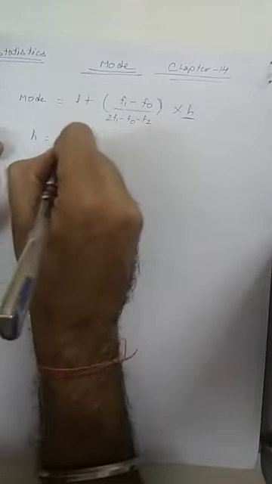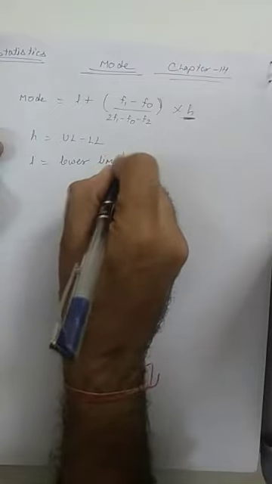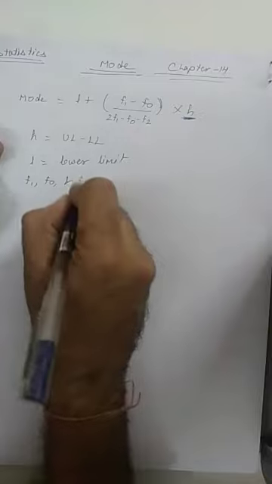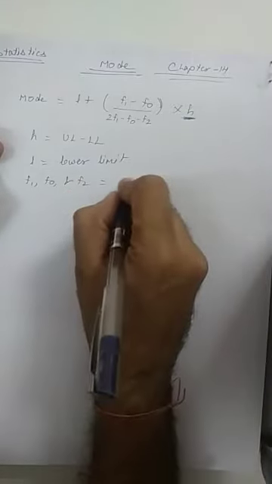Students, we are going to discuss some common things, and I will explain more when we solve the question. Here, H is what? H is equal to upper limit minus lower limit. How do we find H? It is very easy. The second one is L. L denotes the lower limit, and F1, F0 and F2 are all frequencies.